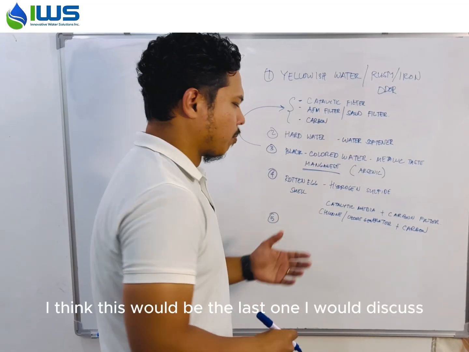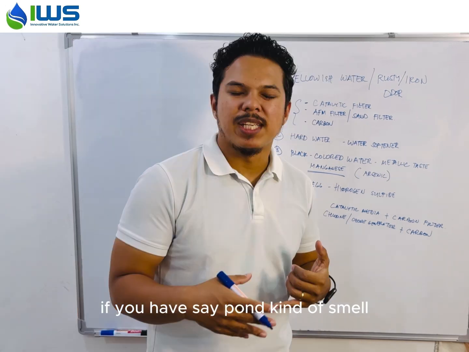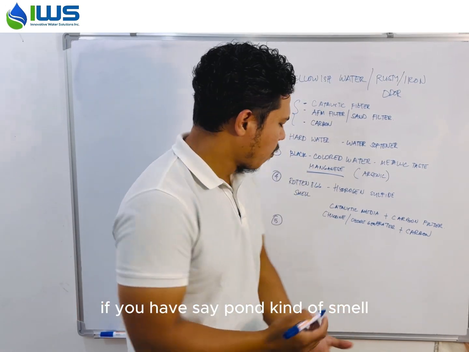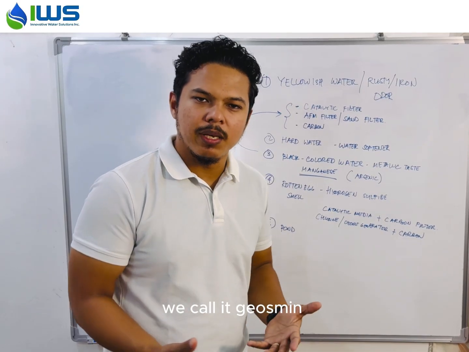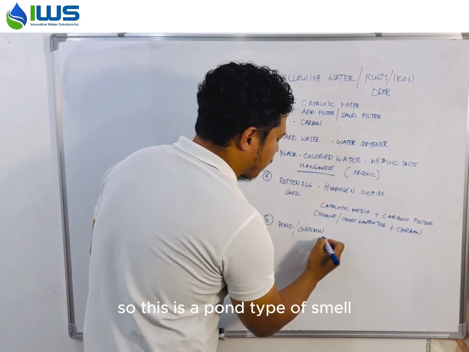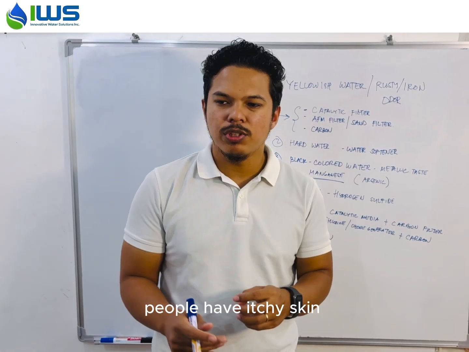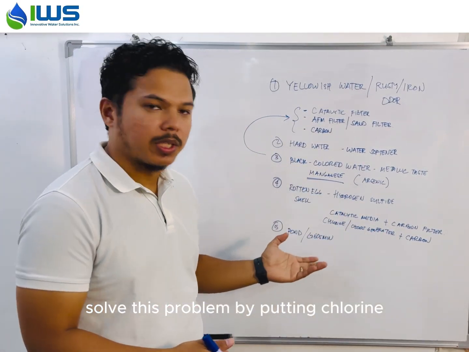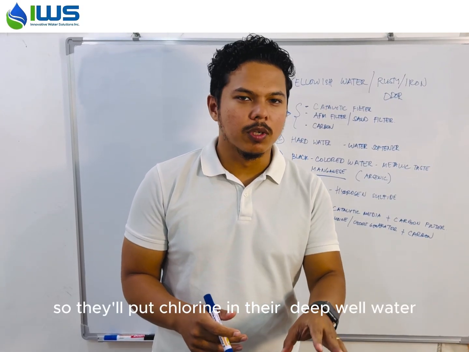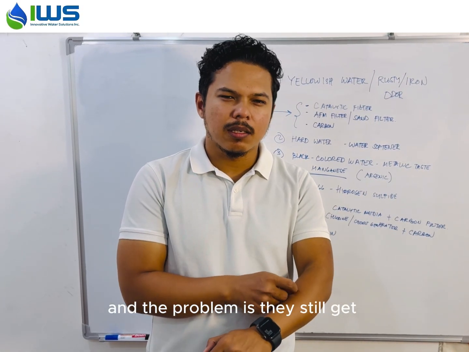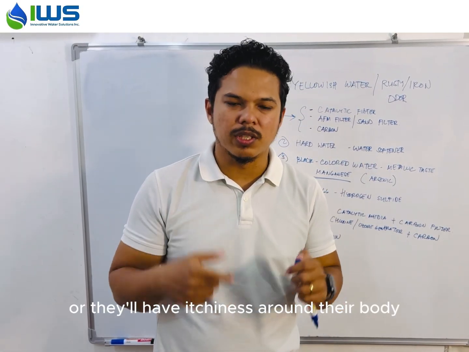And I think this would be the last one I would discuss, and that would be if you have, say, a pond kind of smell, pond water. It's a totally different kind of smell. We call it geosmin. So this is a pond type of smell. What we've noticed in the market is people have itchy skin. Usually they try to solve this problem by putting chlorine in that kind of water. So they'll put chlorine in their deep well water. And the problem is they still get red colored skin, or they'll have itchiness around their body.